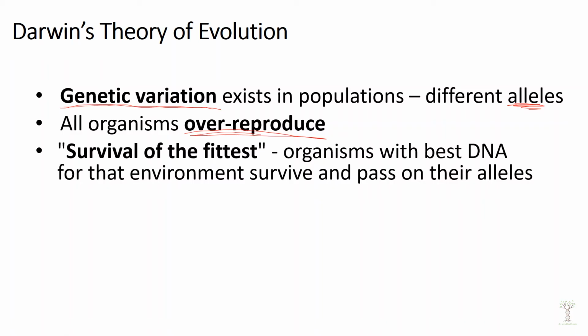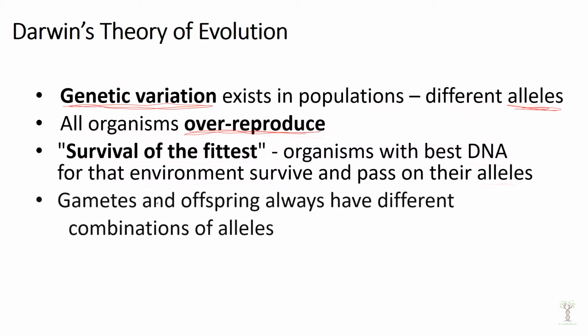Survival of the fittest is an expression that has been used to describe natural selection. When organisms are born with their combination of DNA, of alleles, whatever environment they are born into, if their combination of alleles allows them to survive that environment, then they will be the ones that pass on their DNA to their offspring. And gametes and offspring always have different combinations of alleles. Sometimes there might be new alleles if there are DNA mutations. And then this cycle will continue on.